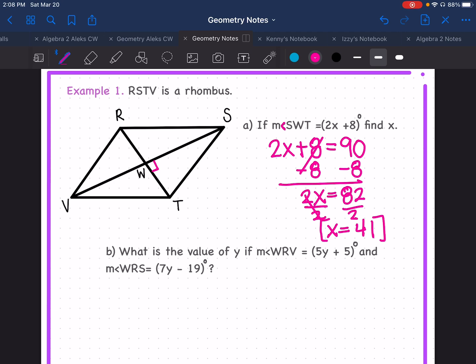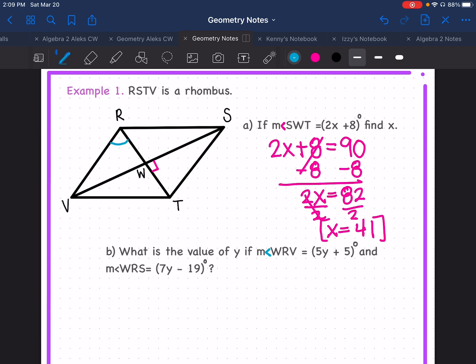All right, let's take a look at our next example. What is the value of y if the measure of angle WRV is 5y plus 5 and the measure of angle WRS is 7y minus 19? Let's use our colors to help us out. Remember, you're following in order, W to R to V. This is the first angle that they're talking about. So I'm going to put the mark there.